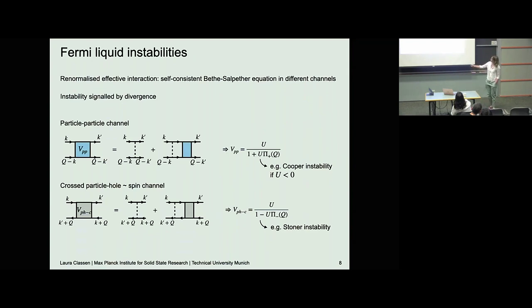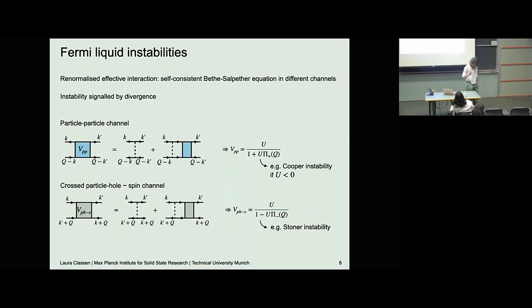If we look into the spin channel, which is in this case equivalent to the cross particle-hole channel, we look at this interaction as a function of the exchanged momentum. In that case, you get this effective renormalization, and you see here we can get an instability already with the bare repulsive interaction. For example, that would give you Stoner.